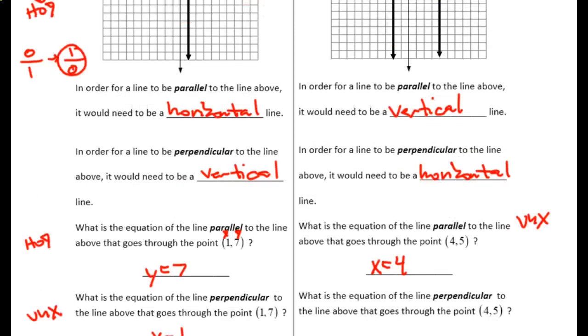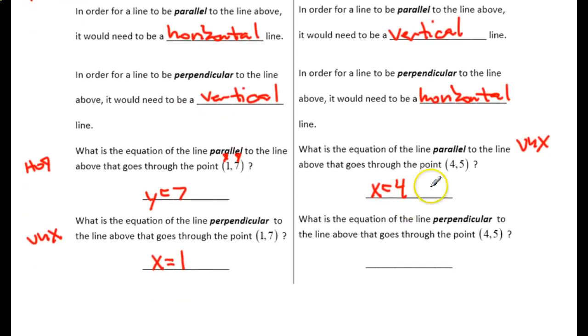Okay? Now the last one says, what is the equation of the line perpendicular to the line above that goes to that same point, 4, 5? So remember, our original equation was x equals negative 2. That is a Vux line. So perpendicular would not be the same undefined slope. It would be a 0 slope, which is a Hoi line.